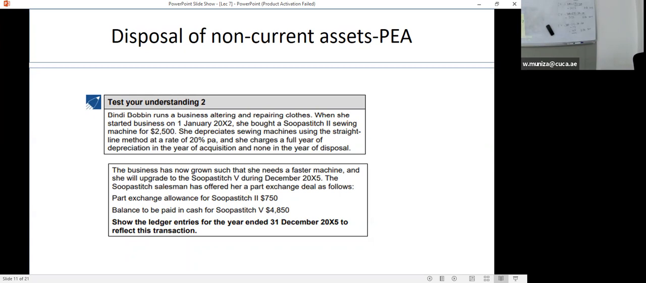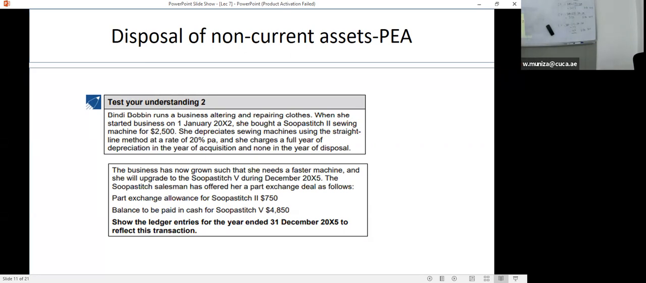Mariam? When we purchase a non-current asset, what is the accounting entry? Debit non-current asset account. Credit cash account. What is the amount? 2,500. She depreciates sewing machines using the straight line method at a rate of 20% per annum, and she charges full year depreciation in the year of acquisition and none in the year of disposal. Students, every year we are going to take a full year depreciation, and we are going to take no depreciation in the year of disposal.